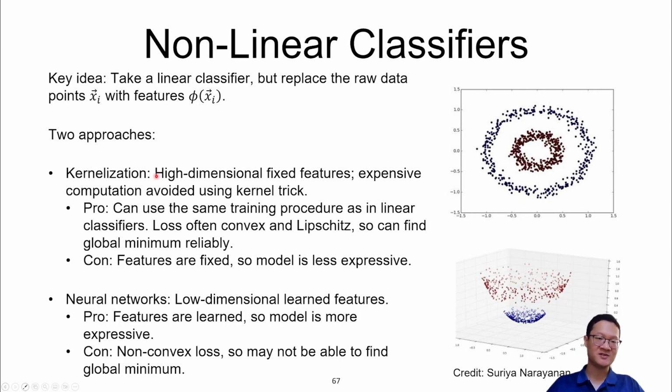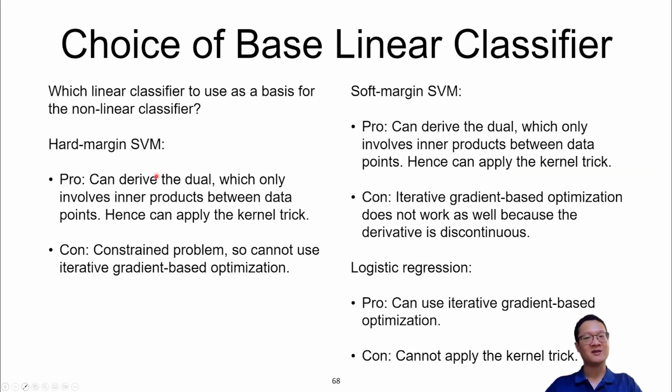When we use features, we still need to choose what linear classifier to use with the features. The three choices we talked about were hard margin SVM, soft margin SVM, and logistic regression. For hard margin SVM, we can derive the dual problem, and it turned out that the dual problem only involves inner products between the data points. So when we replace the data points with features, we can apply the kernel trick. The con is that hard margin SVM is a constrained problem, so we cannot simply use relatively simple gradient-based optimization methods.